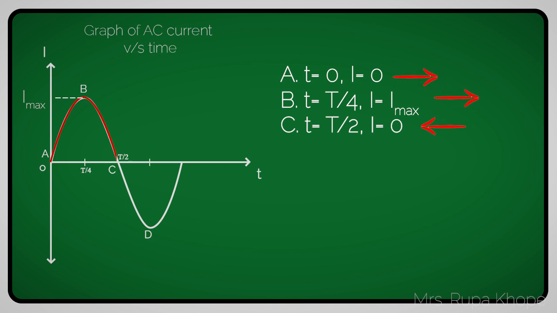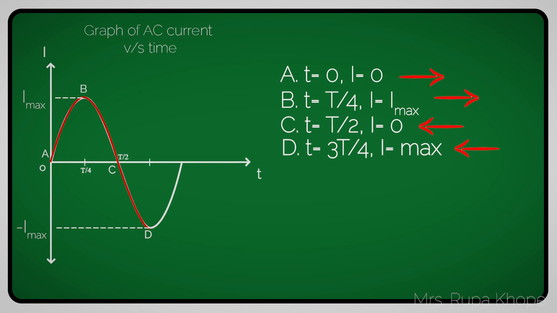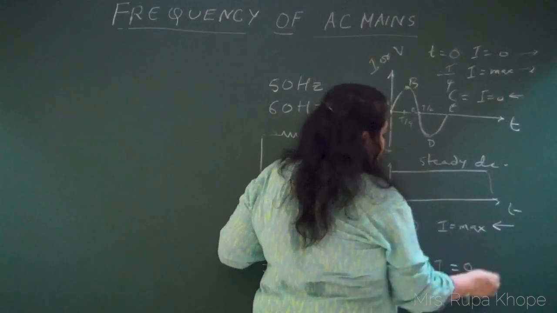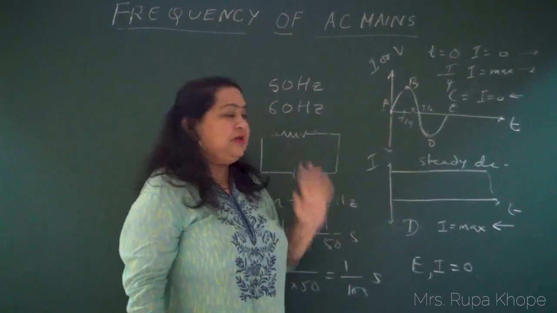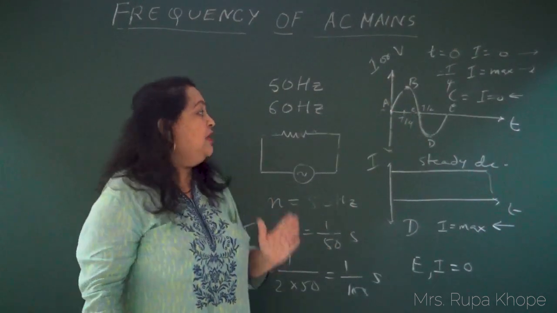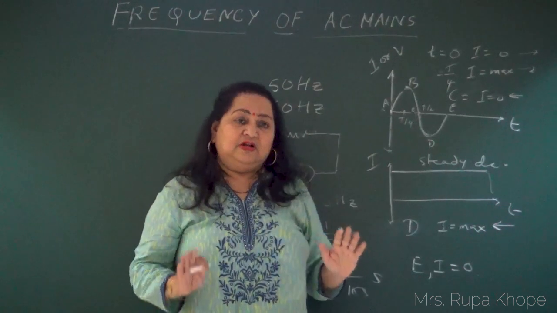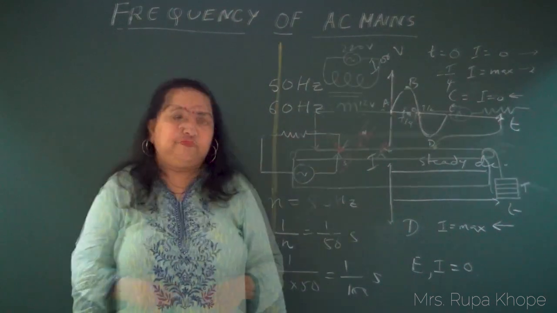Now its direction has to change, so I will write direction changes. And then at the point D, current is maximum, but in the opposite direction, and at the point E, current becomes 0. This is what we get in this particular performance of AC with respect to time. So at every instant of time, current magnitude changes. That's all about AC.